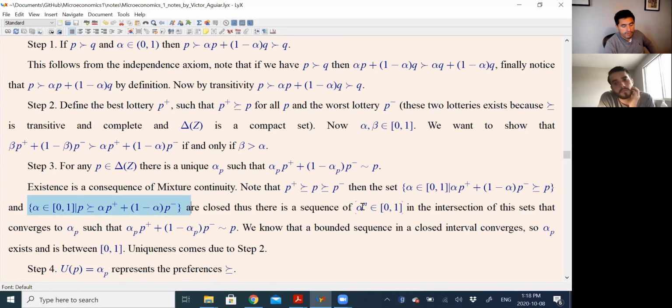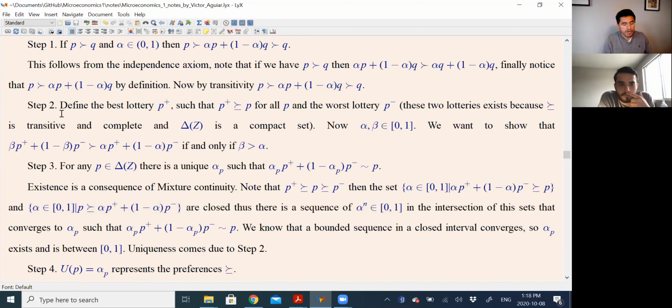So then there is a sequence of alpha n's in the intersection of both sets, right, such that they converge to alpha p. So we know that a bounded sequence in a closed interval converges, so alpha p exists and is between 0 and 1. So uniqueness comes due to step 2. Okay, so step 2 is again the representation theorem.